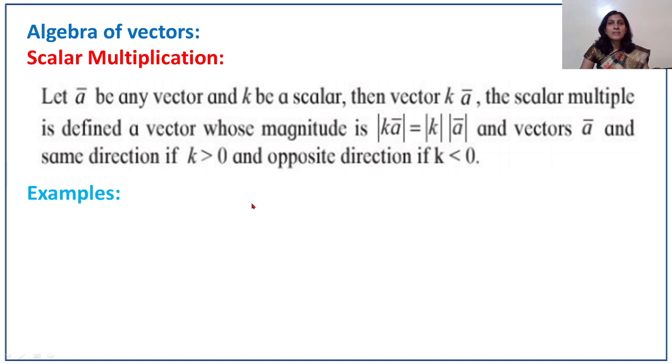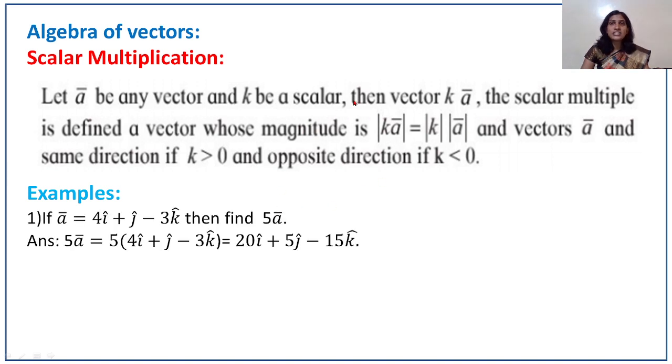So let's start with some examples. This is a very simple point: just multiply the scalar to that vector. If A bar is equal to 4i cap plus j cap minus 3k cap, then find 5 A bar. 5 is a scalar. If we multiply 5 to A bar, then 5 A bar is equal to 5 into that vector. So multiply each and every term of that vector. 5 into 4 is 20 i cap, 5 into j cap is plus 5 j cap, and 5 into minus 3 is minus 15 k cap. This is very simple.